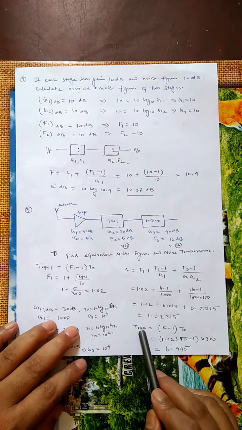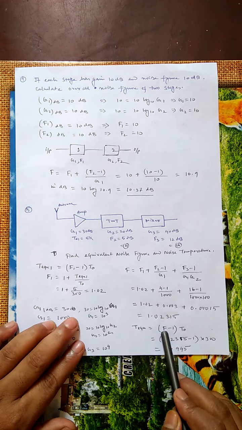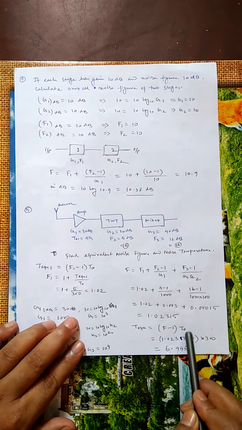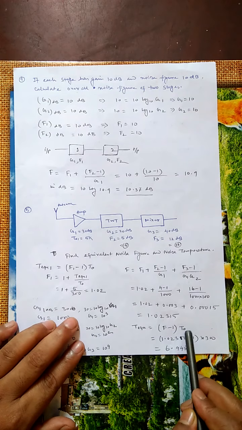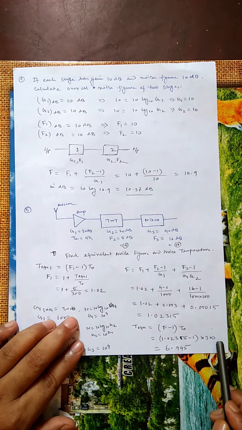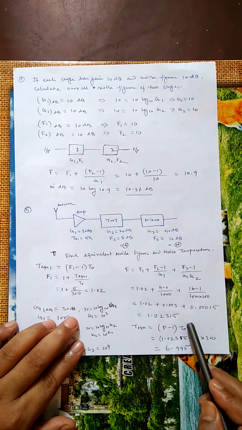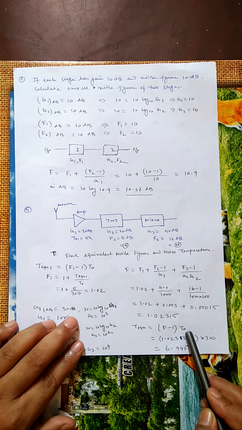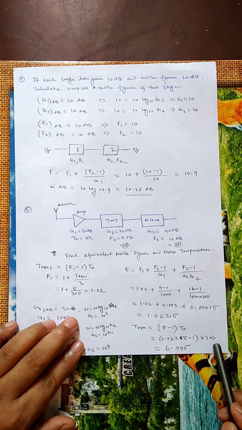Then the equivalent noise temperature formula: T equivalent equals (F minus 1) times T0. T0 is not given in the question, so T0 will be the room temperature. Room temperature means 27 degrees centigrade, that is 300 Kelvin. So remember that if T0 is not given, it is room temperature, 27 degrees centigrade, that means 300 Kelvin.